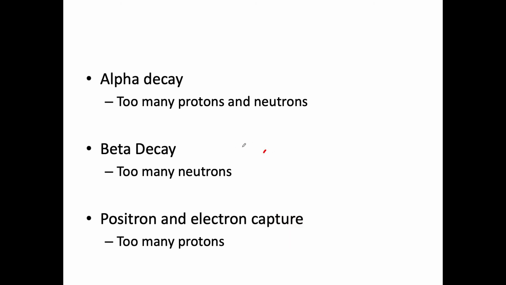The neutron will break apart to form a proton plus a high energy electron. So a neutron will break apart into a proton and an electron. Positron decay: not enough neutrons, too many protons, so the proton will break apart to form a neutron plus a positron, and this positron will come out. And this is what these decays are.